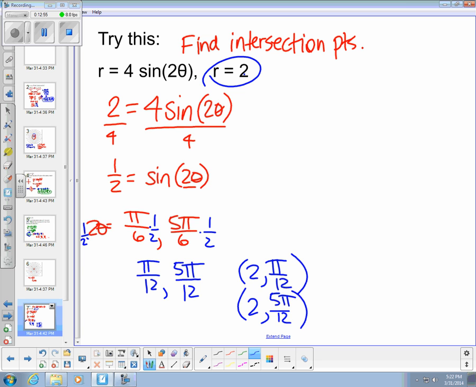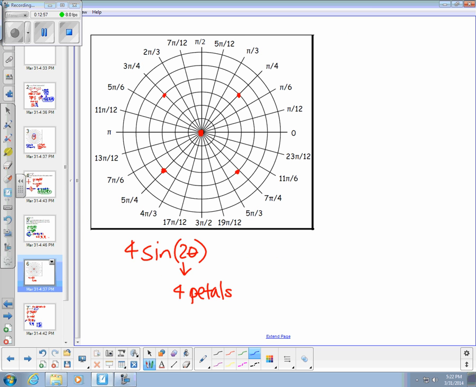So let's graph those points on the grid that we had before. Pi over 12, 5 pi over 12. So that kind of tells you how wide your petals should be. And remember, we said this was symmetric. So if I've got points at 2 on the pi over 12s, then that's actually going to happen in every quadrant.